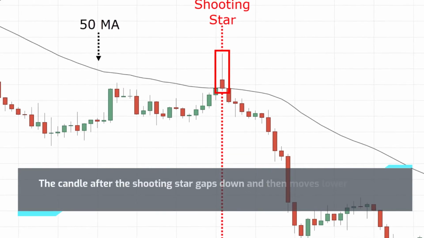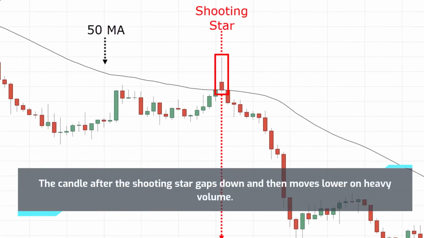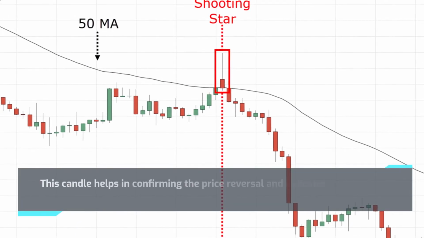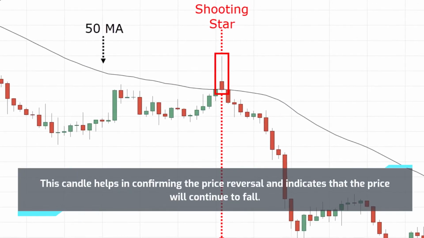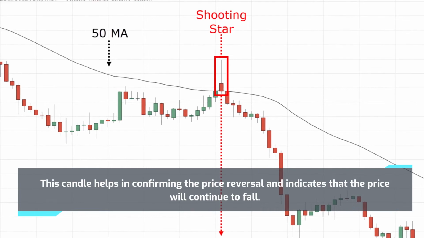The candle after the shooting star gaps down and then moves lower on heavy volume. This candle helps in confirming the price reversal and indicates that the price will continue to fall.